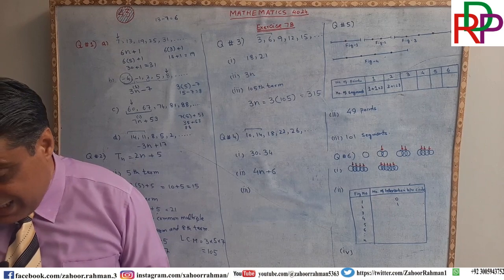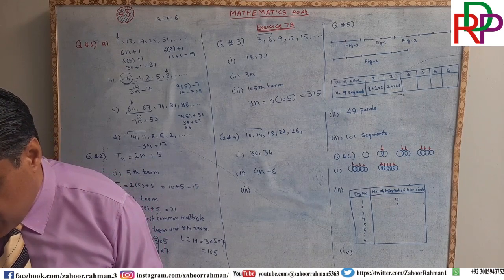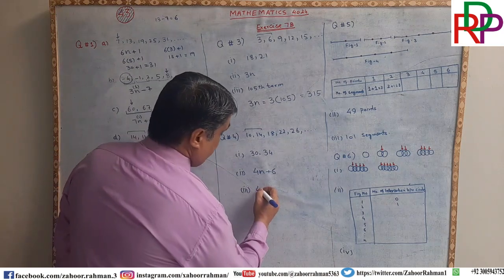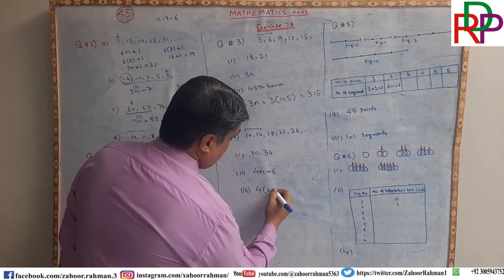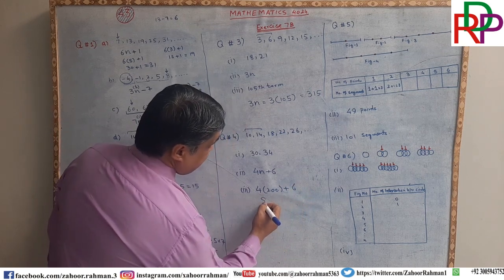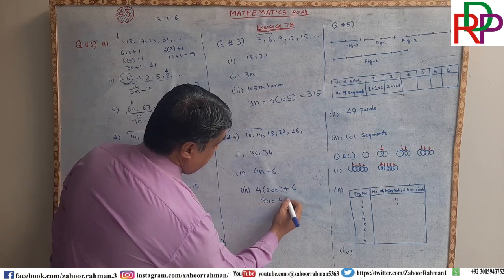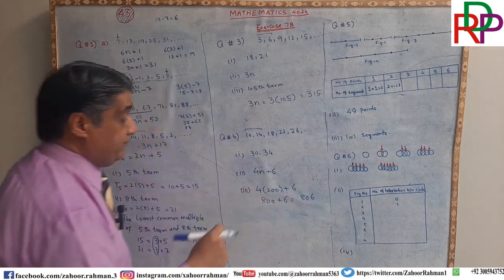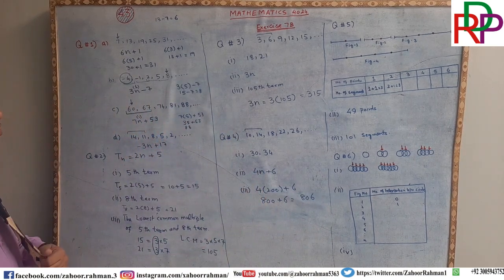And they are saying hence find the 200th term. So 4 into 200 plus 6, that is 800 plus 6, and 806 will be the value of the 200th term.